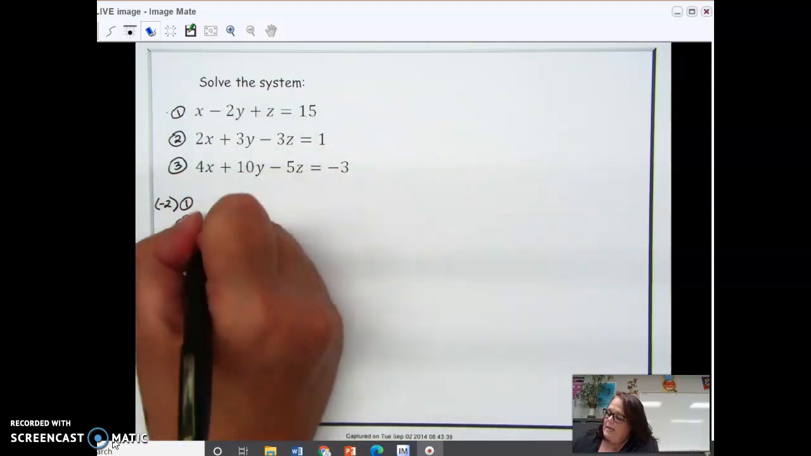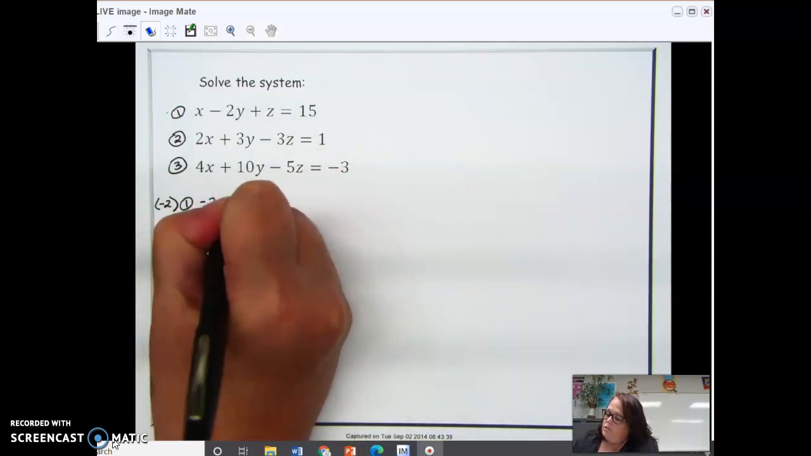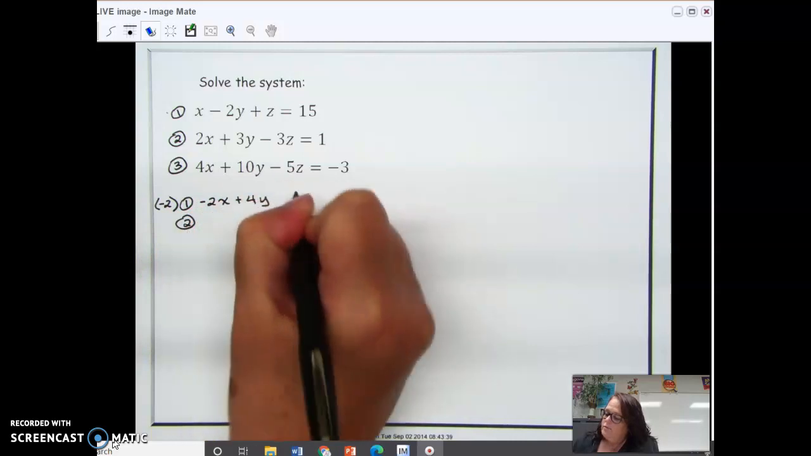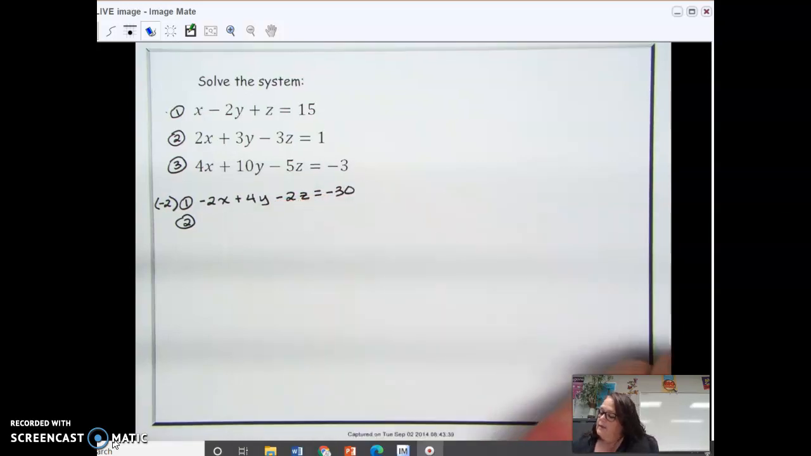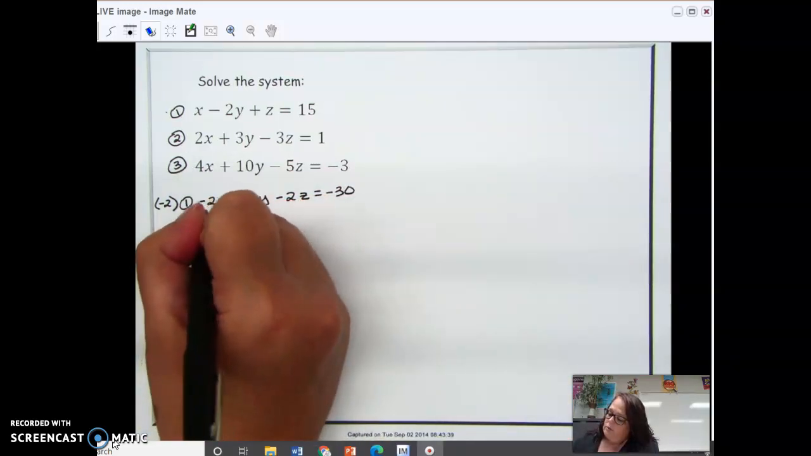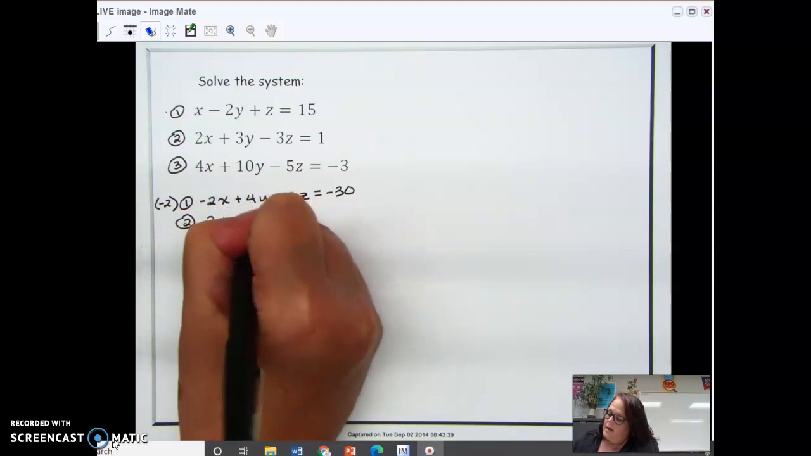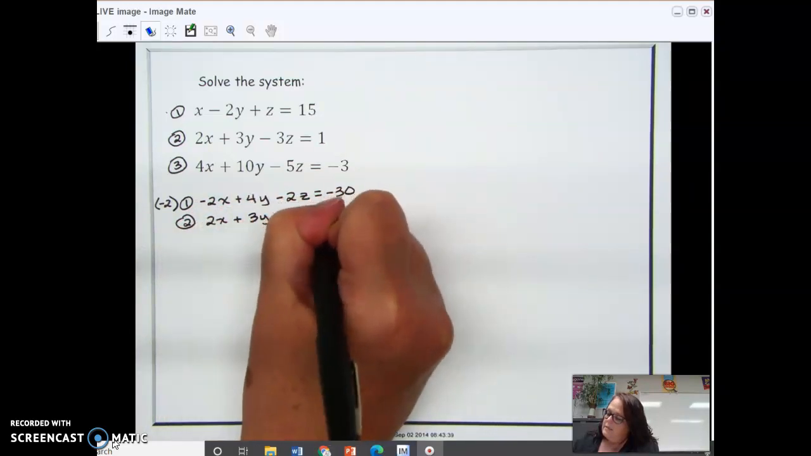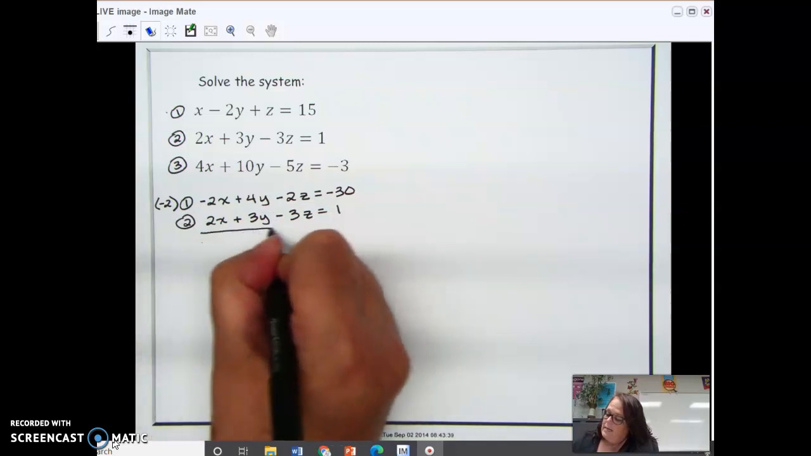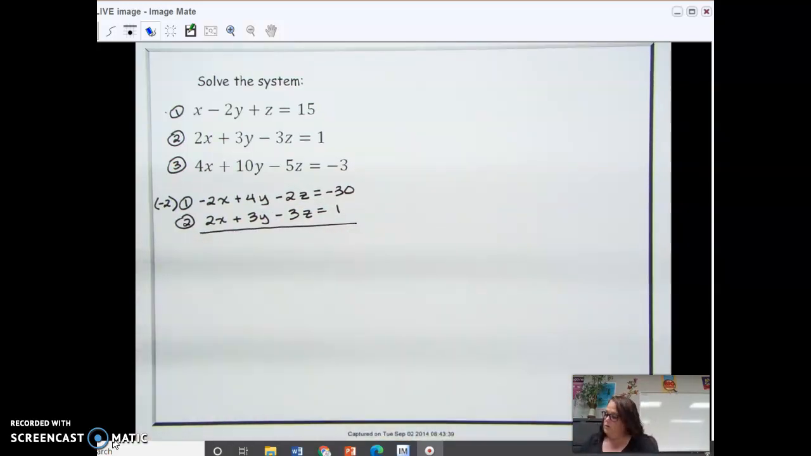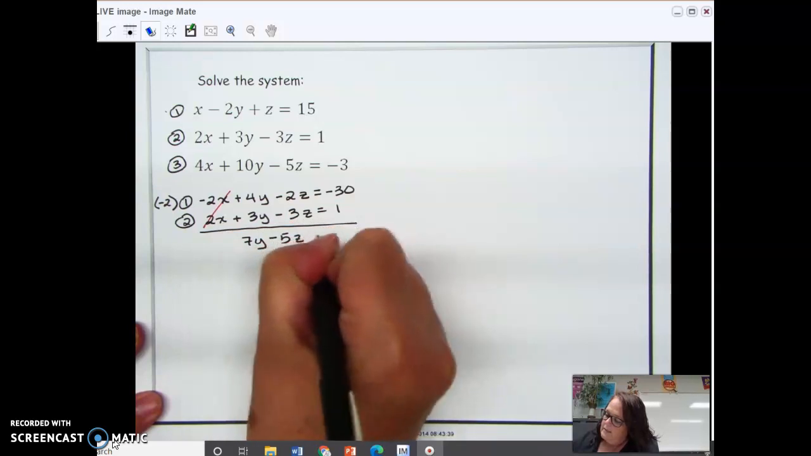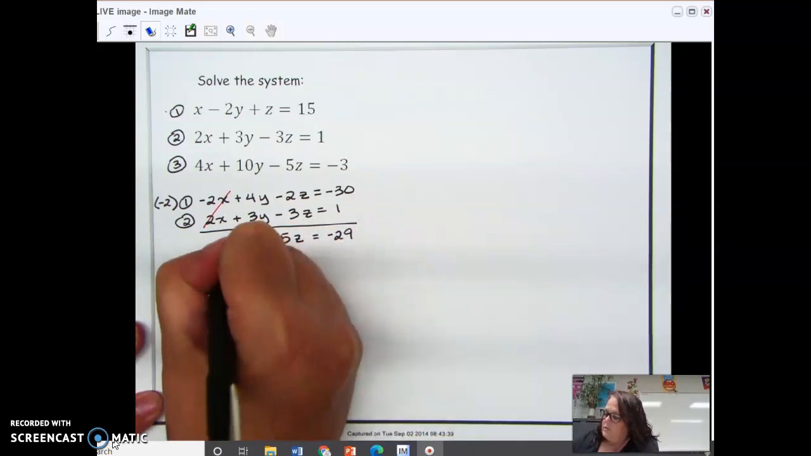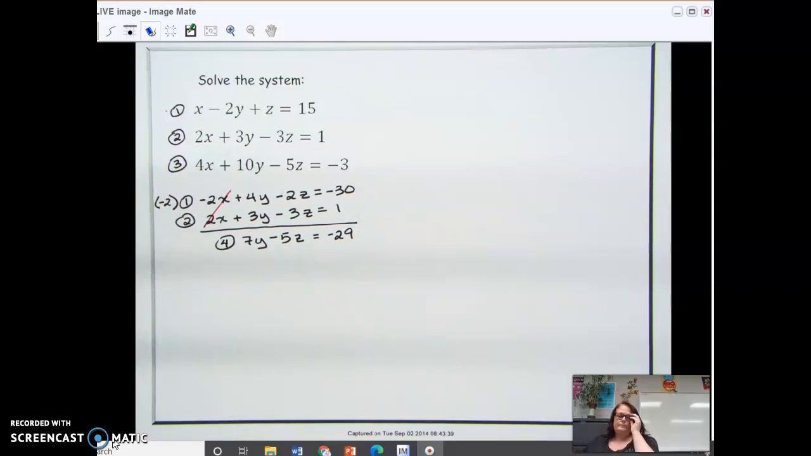So multiplying the entire first equation by -2, I get -2x, I get positive 4y, I get -2z, and I get -30. I'm going to leave equation number 2 alone, so I get 2x plus 3y minus 3z is equal to 1. And so when I add these together, I want you to notice that my x's just canceled out. So that left me with 7y, -5z, and -29. So this is going to be my new equation number 4.